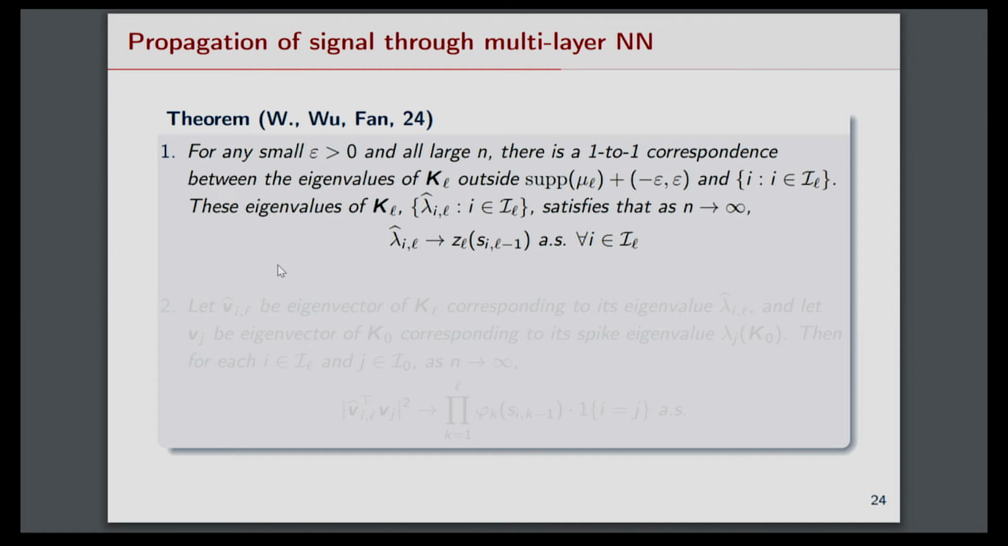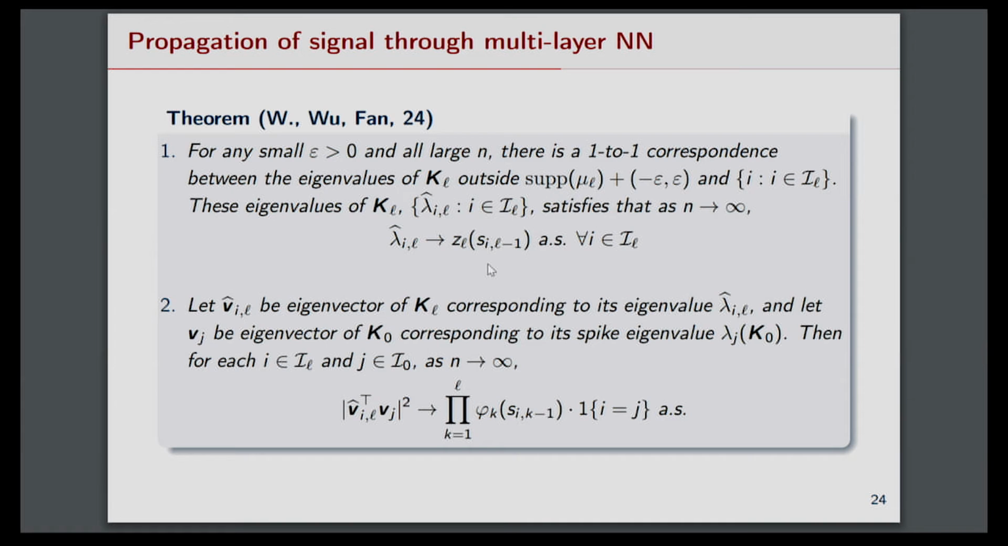Here is the theorem. First of all, we can prove the location of the spike eigenvalues for each hidden layer. For all i in this subset IL, the location of this outer eigenvalue is just determined by this Z transform. And also we can know the eigenvector alignment. So this Vj is just the eigenvector in the data set corresponding to the spike, and VILI is just the spike eigenvector at the L-th hidden layer, and it's computed by this transform. Okay, so that's something we can compute here, but it's a little bit abstract.